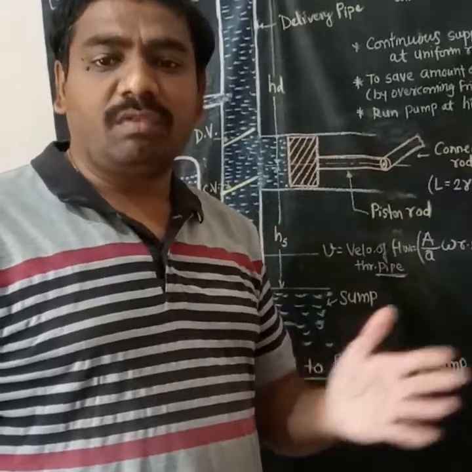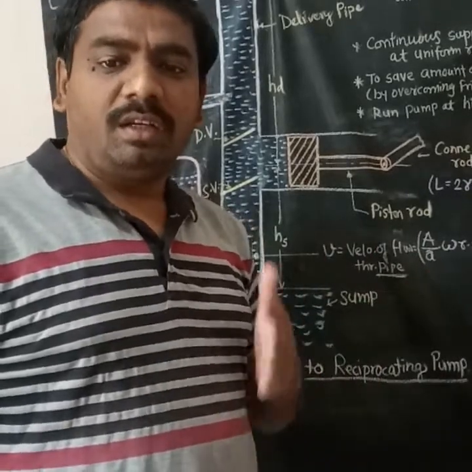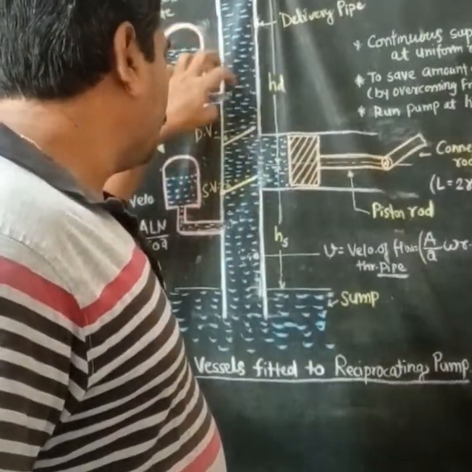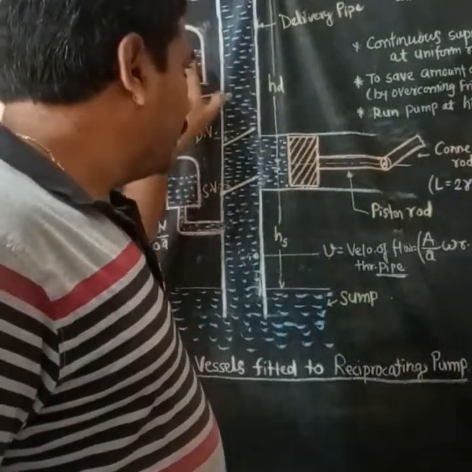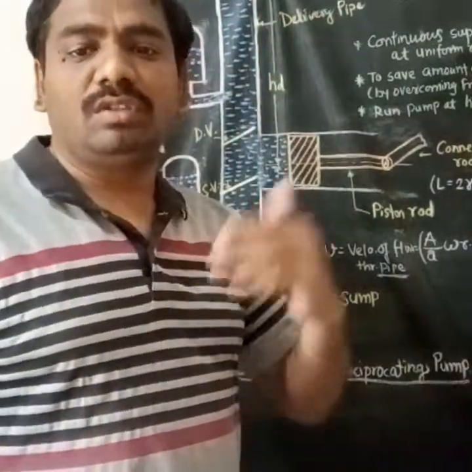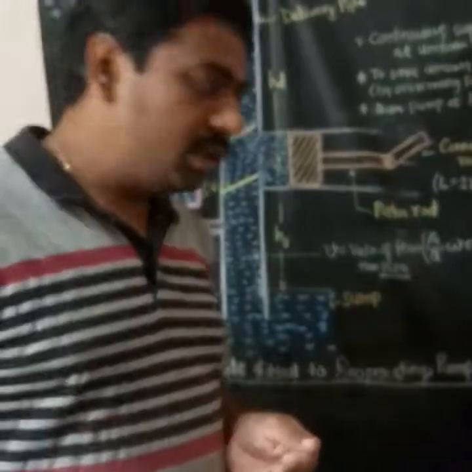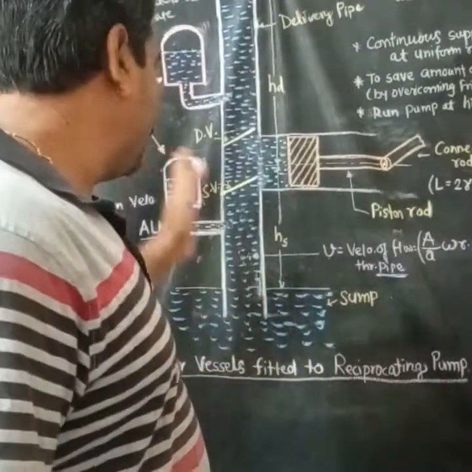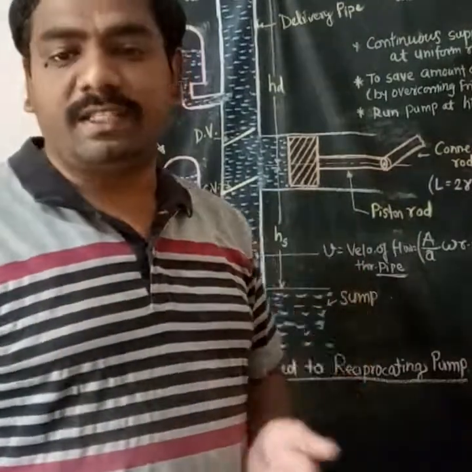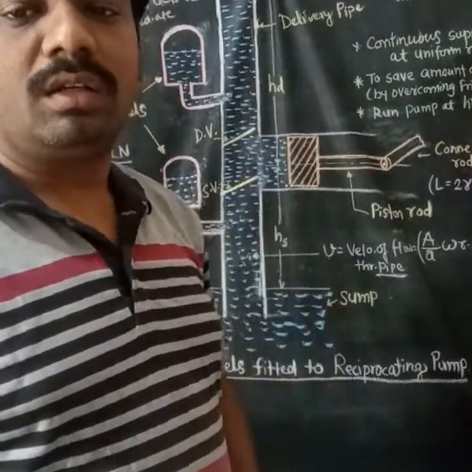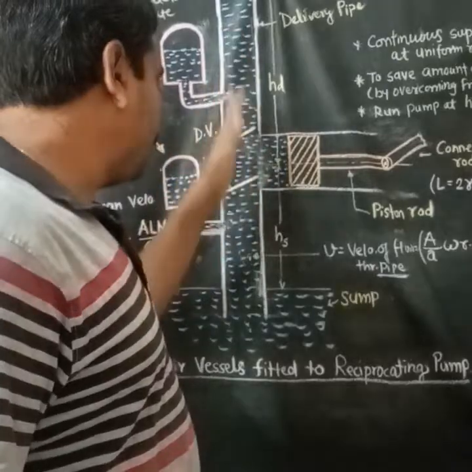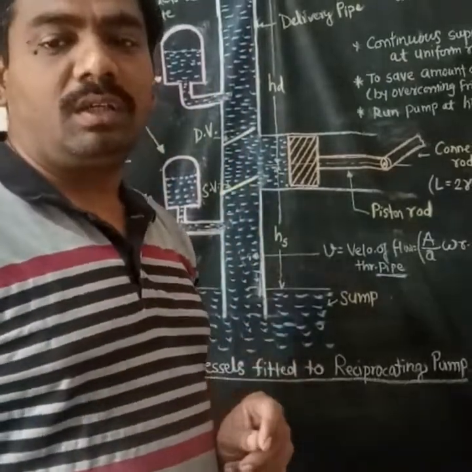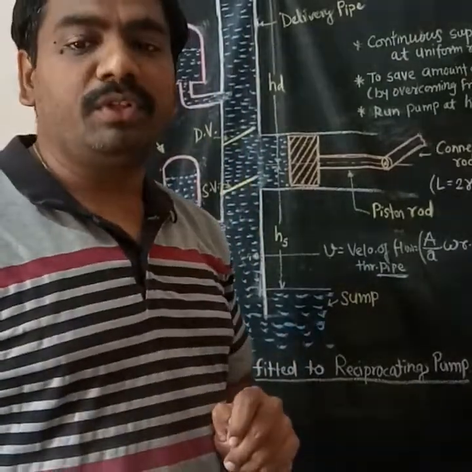Whenever there is a need of water, it will give the water which is stored inside this air vessel, which is helpful for the continuous flow of that particular fluid. And whenever there is excess water, that excess water will enter the air vessel, whenever it is not required in that particular pipeline, to maintain a uniform flow of that particular fluid.